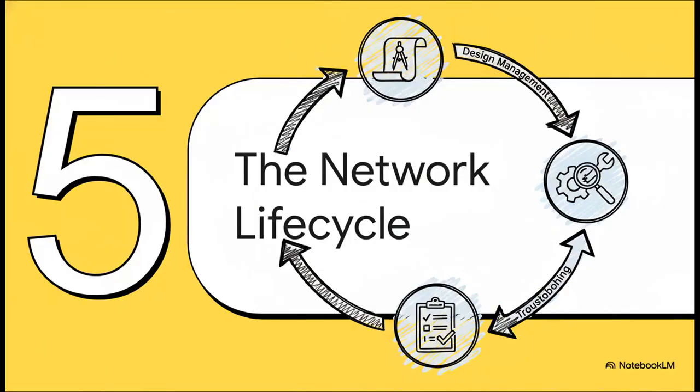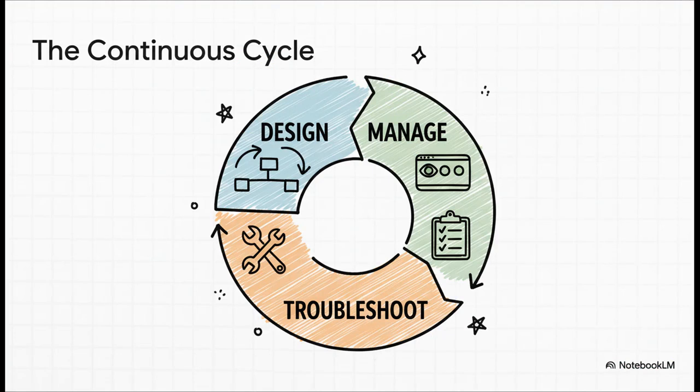Okay, let's pull all these pieces back together, because it's really important to see that this isn't just a straight line from start to finish. It's a continuous repeating cycle. So if there's one thing to take away from all this, it's this. You have to design for scale and for things to fail. You have to manage with constant, real-time visibility. And you have to troubleshoot with a repeatable process, not with panic. And the beautiful part is that each of these phases feeds back into the others. What you learn from troubleshooting informs your next design change. And that creates a network that isn't just fast, but one you can actually depend on.